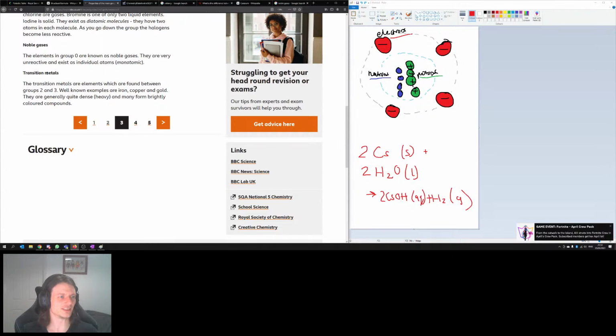Okay, so the transition metals are elements which are found between groups 2 and 3. Well-known examples are iron, copper, and gold. They are generally quite dense, and many form brightly coloured compounds.